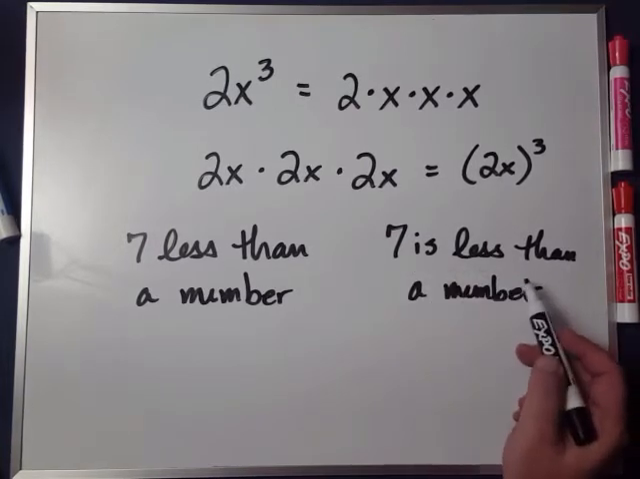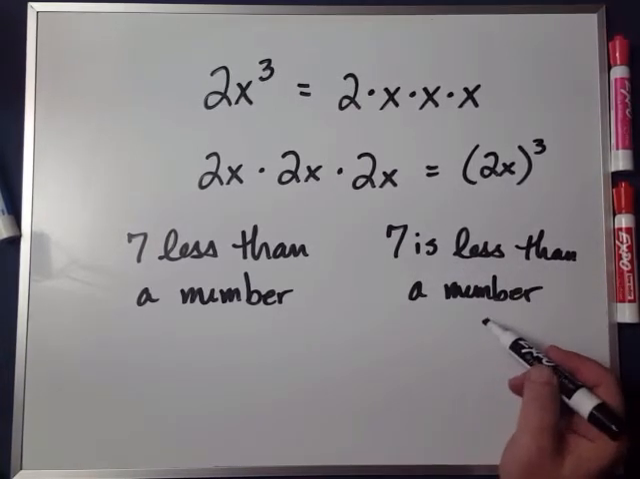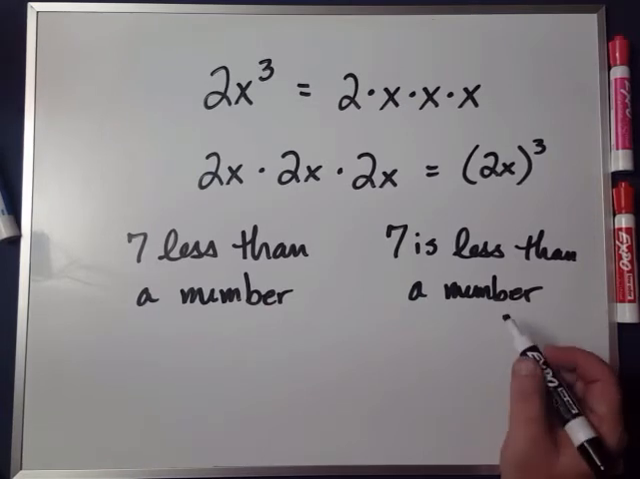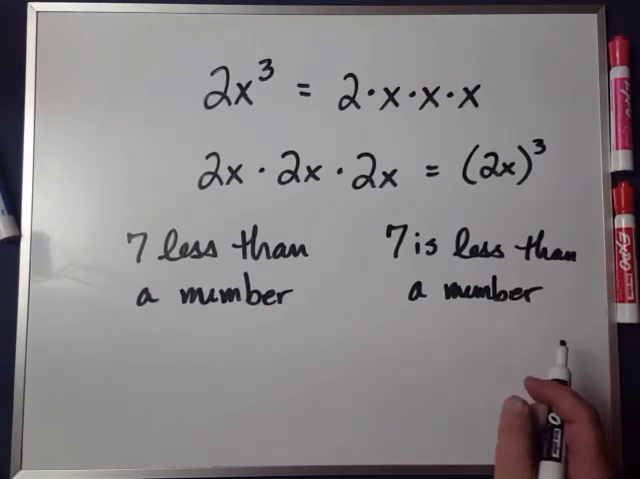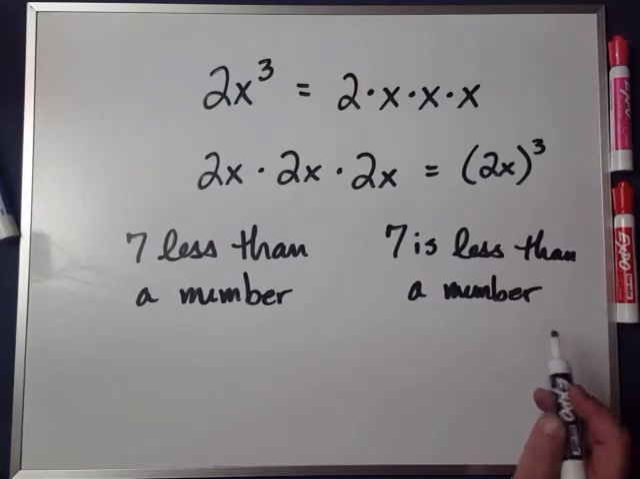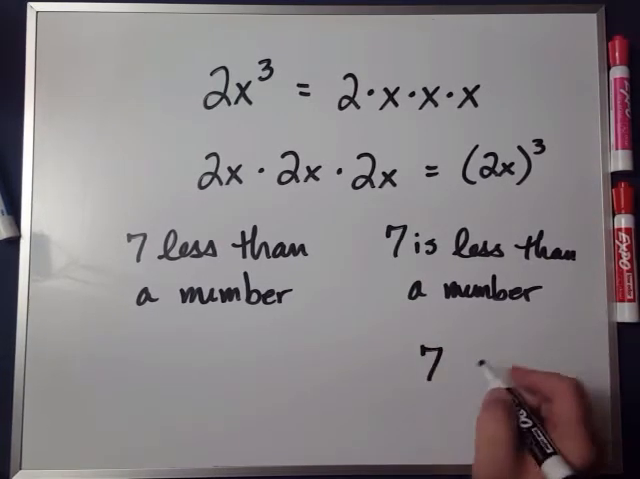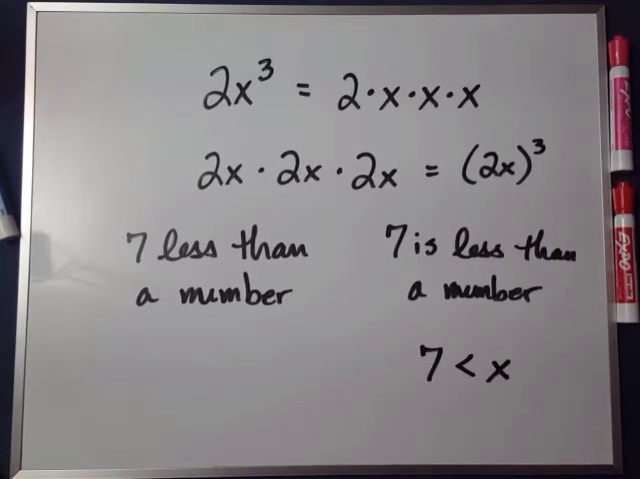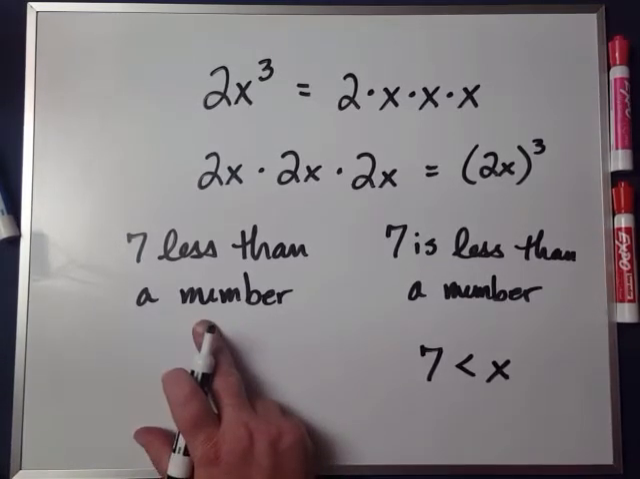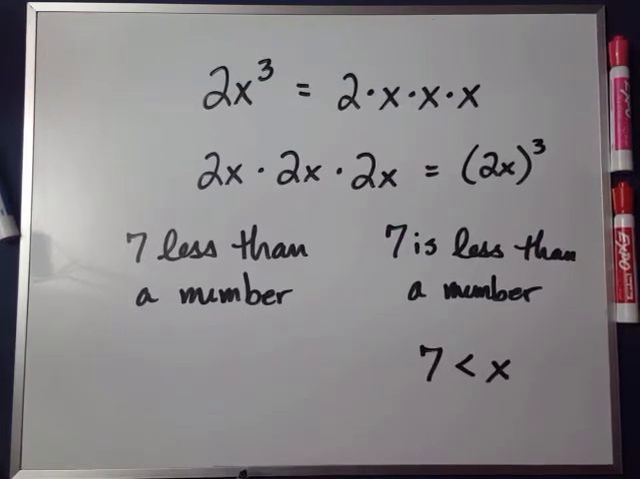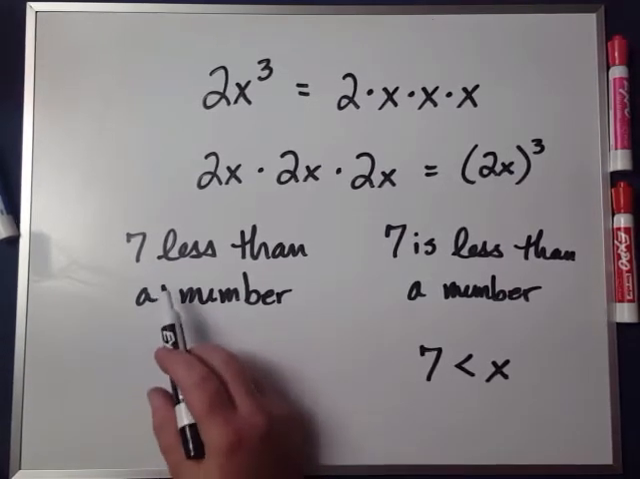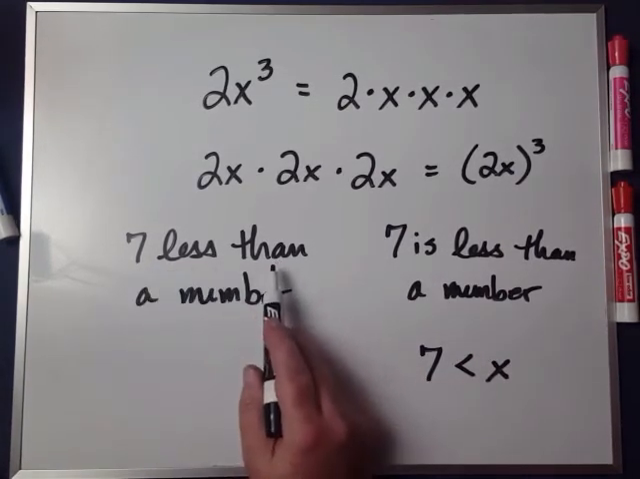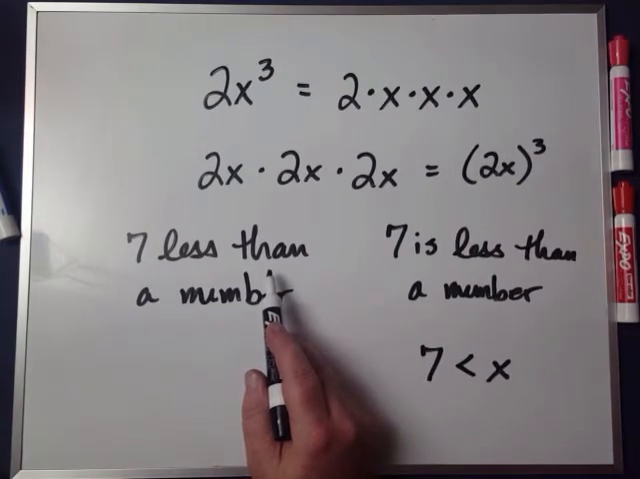Let's look at the last one first. 7 is less than a number. A number, we're just going to call that x because it's an unknown. 7 is less than a number. Now, how does that differ from this first phrase? 7 less than a number, without the is, that doesn't mean is less than.